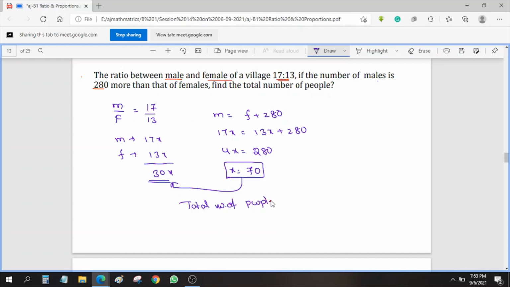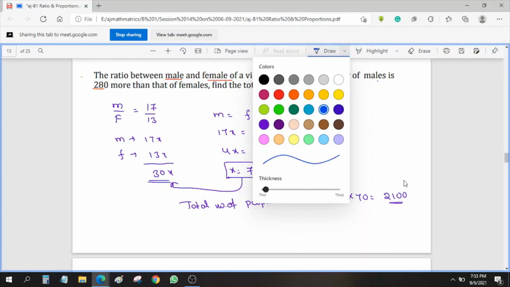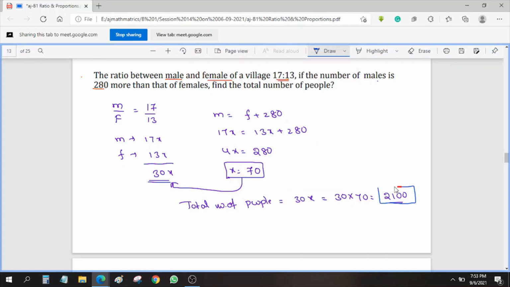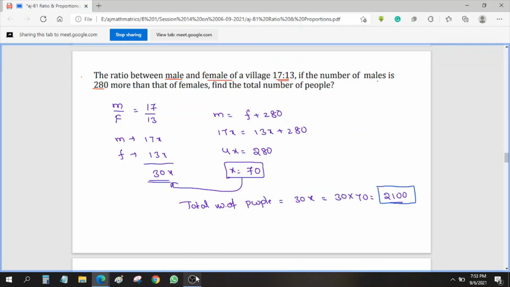So the total number of people are 30x, and we know that the x value is 70. So 30 into 70, which is 2100. Okay, this is how we need to solve. So the answer for the question is what? 2100. So very good, Akshita, you did a fantastic job.